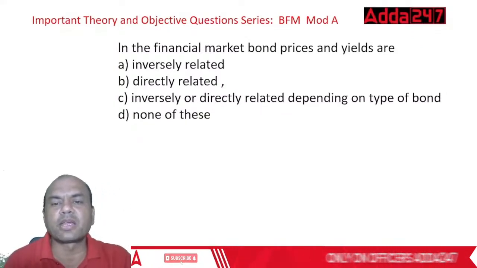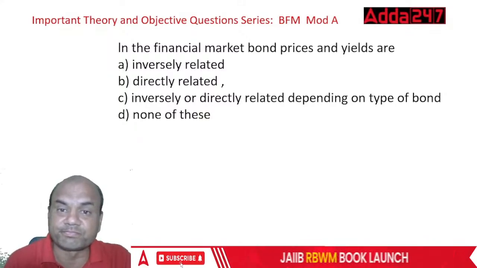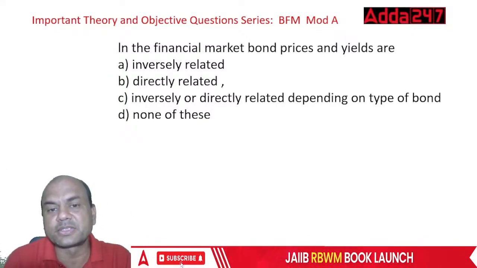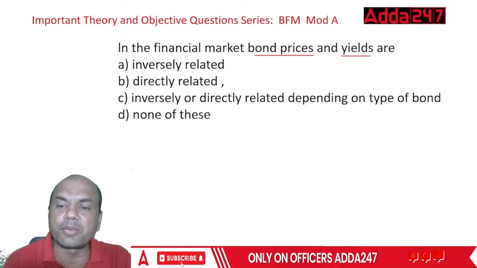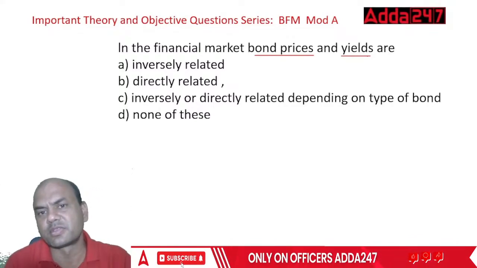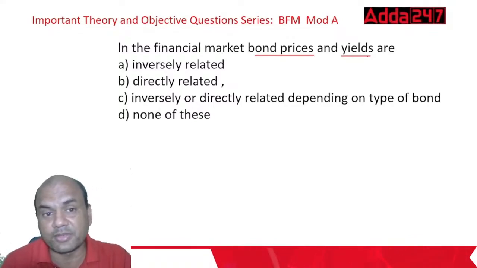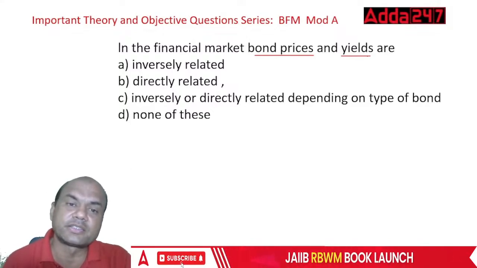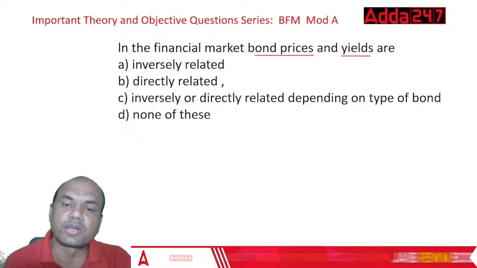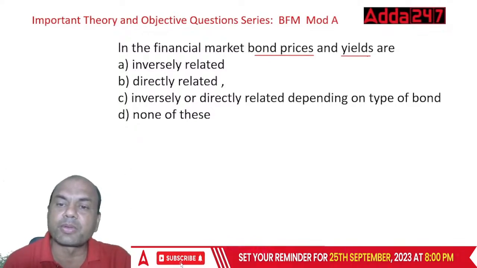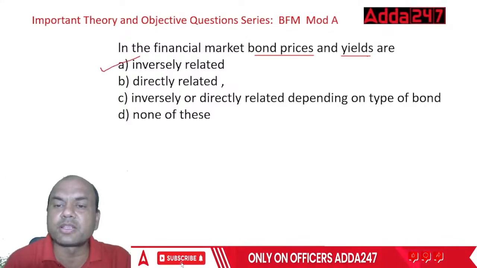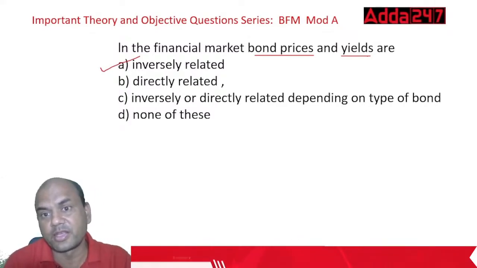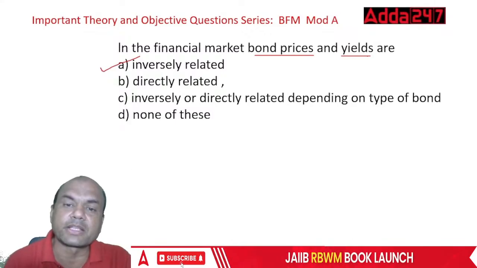In financial market, bond prices and yields are inversely related, directly related, inversely or directly depending on the type of the bond, or none of these. Give me the answer. Bond prices and yields are inversely related, right? If the yields go up, what is yield? Yield means asking rate. If the asking rate of any bond goes up, the price of that bond will go down.